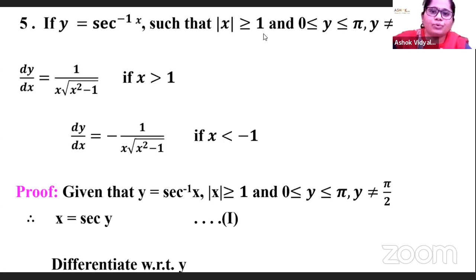Okay, now the next result is: if y is equal to sec inverse x such that mod of x is greater than or equal to 1 and y lies in the closed interval 0 to pi and y is not equal to pi by 2, then dy by dx is 1 upon x into under root x square minus 1 if x is greater than 1, and dy by dx is equal to minus 1 upon x into under root x square minus 1 if x is less than minus 1. See the proof.